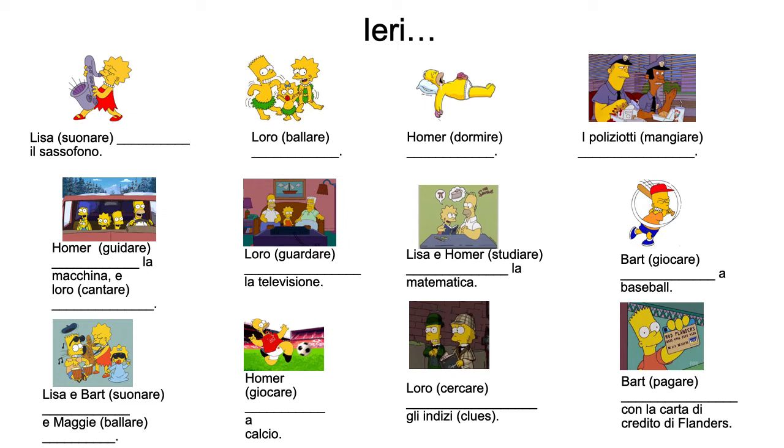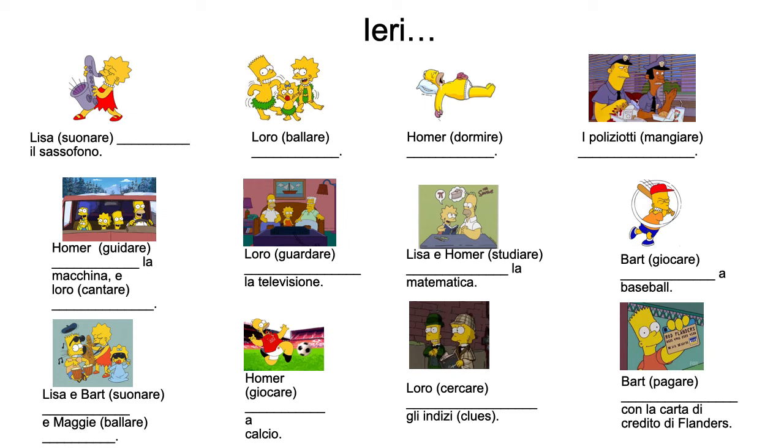So let's look at the first one. Lisa suonare il sassofono. I need the conjugation of suonare here for Lisa, but not in the present, in passato prossimo. So I already have my subject, that is Lisa. So my subject is lei. Now I need two more parts, right? The next part I need is the form of avere for my subject, the form of avere for lei.